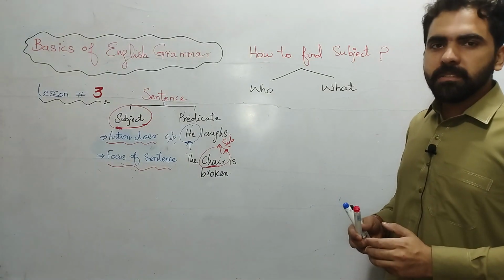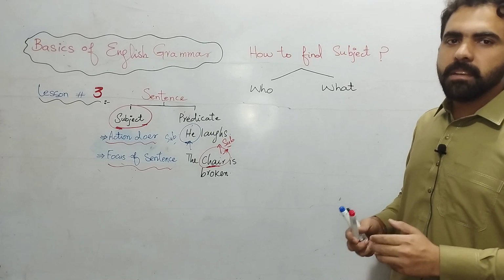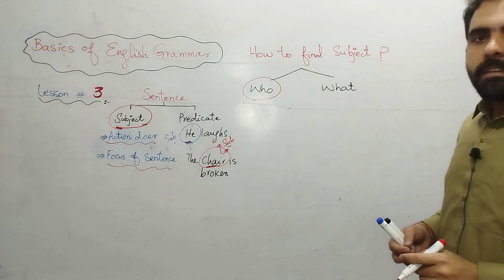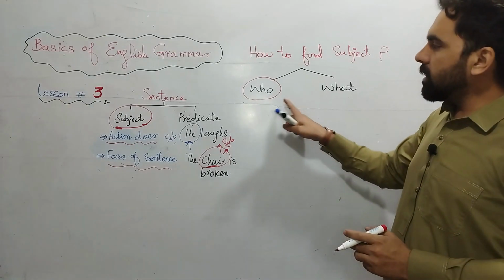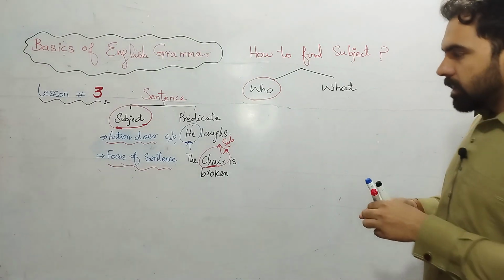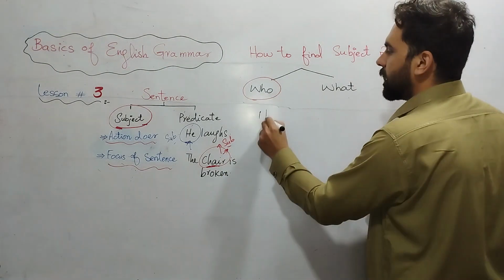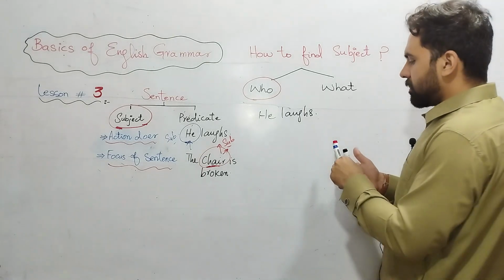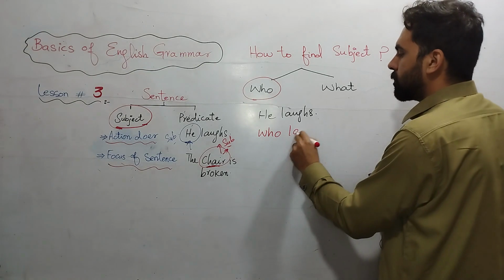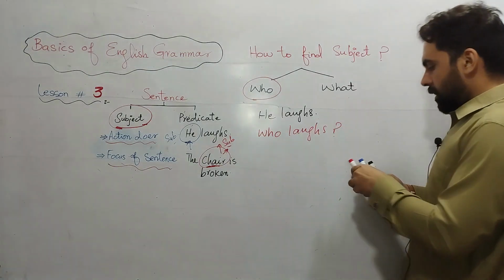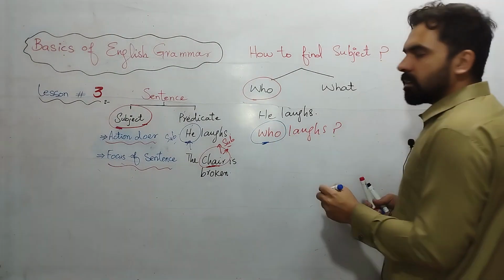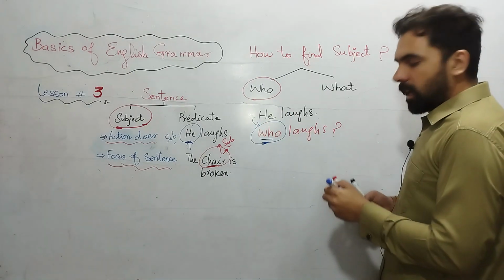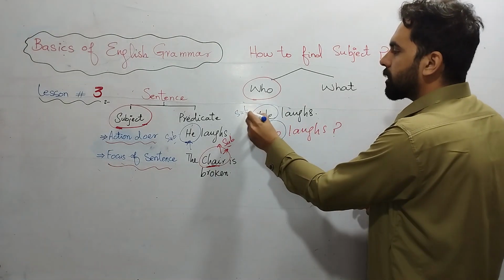Okay, there are two tests that we can use to find a subject in the sentence. The first one is to replace the word that you might think is a subject with this WH word, who. For example, let's take this sentence: "He laughs." Now, to put the question into this sentence, the question would be, who laughs? Any word that answers this question would be the subject. Who laughs? So we all know he is the one that laughs. So he is the subject.